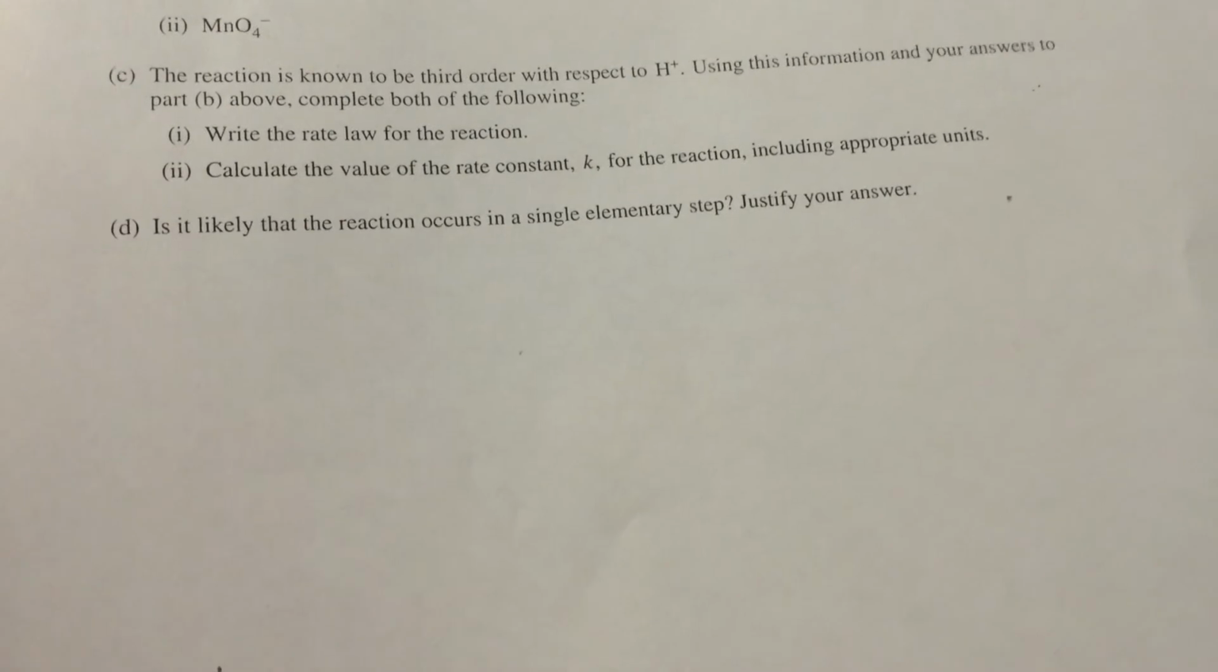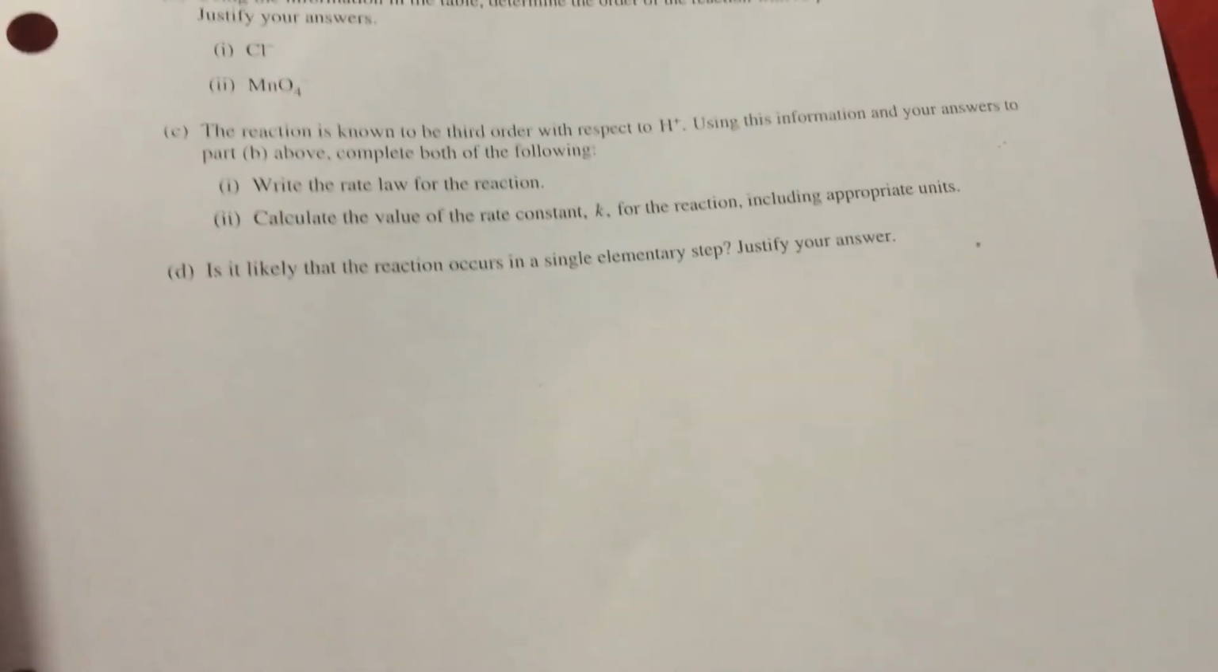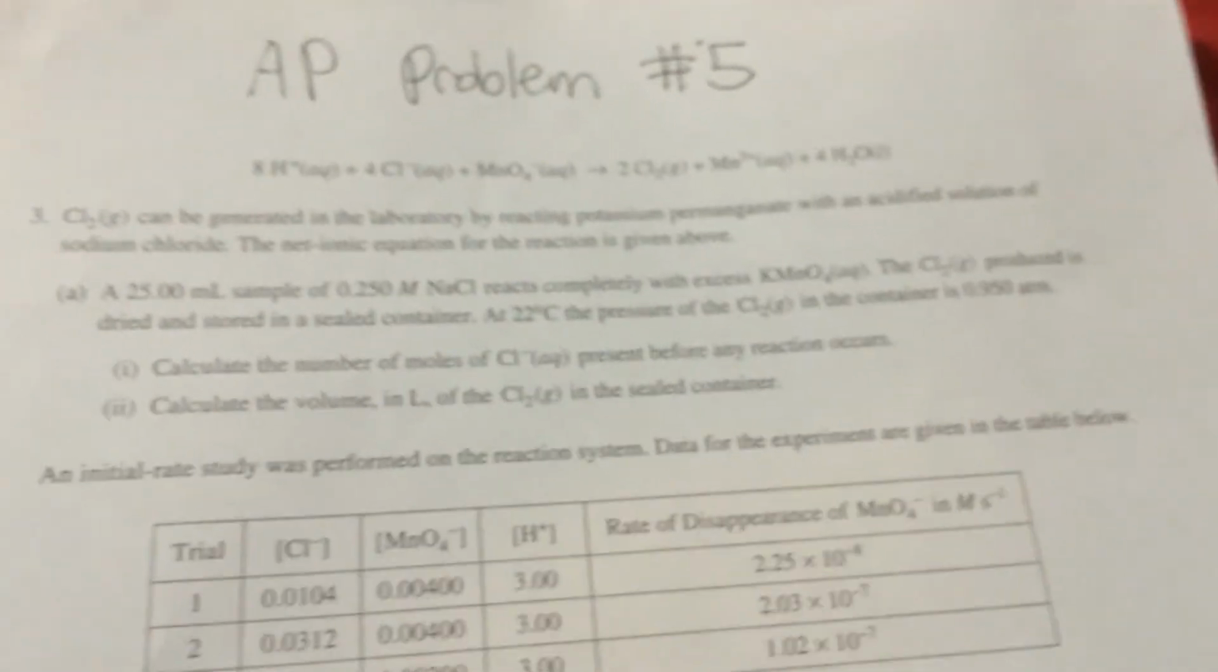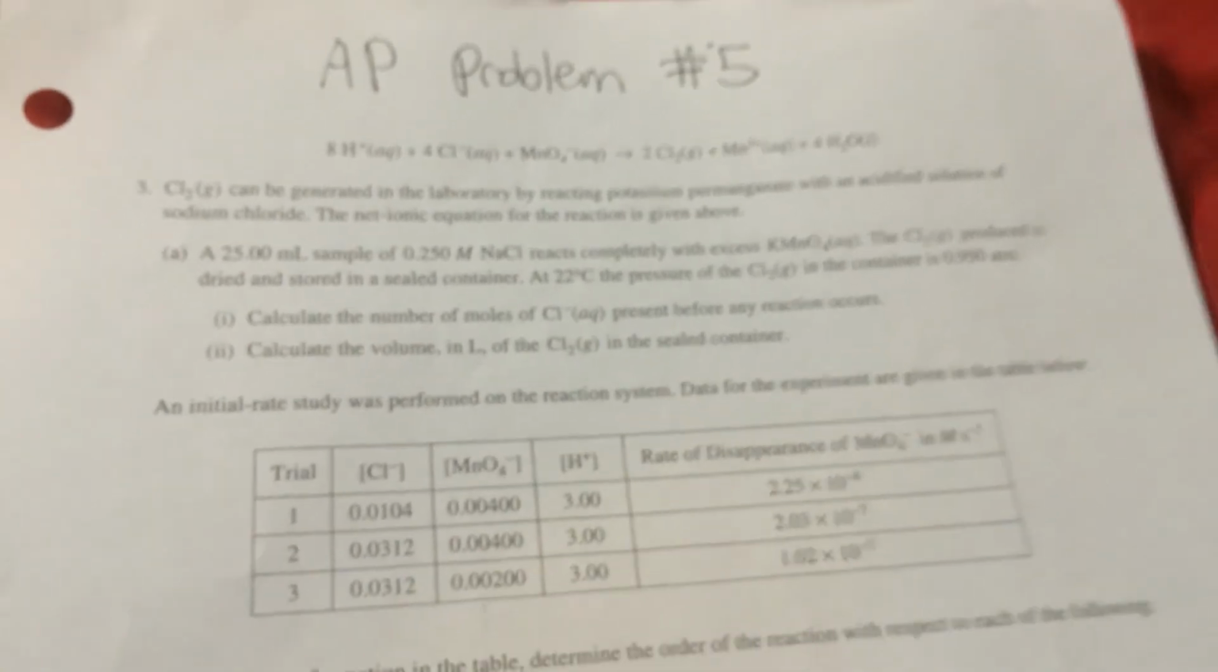Let me move on to D, and it asks whether it is likely for this reaction to occur in a single elementary step, and you have to justify your answer. And I said no, it doesn't, because if we look at the rate law, the orders there don't match up to the coefficients that are given in the problem, and that's why it doesn't happen in one elementary step. Thank you. That was AP problem number 5. Thanks for watching.